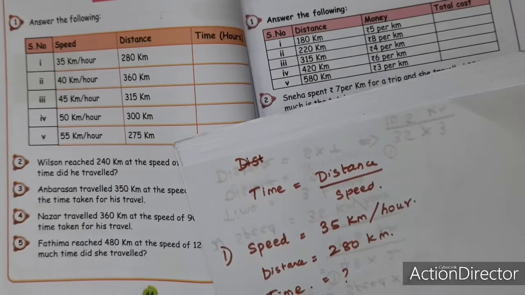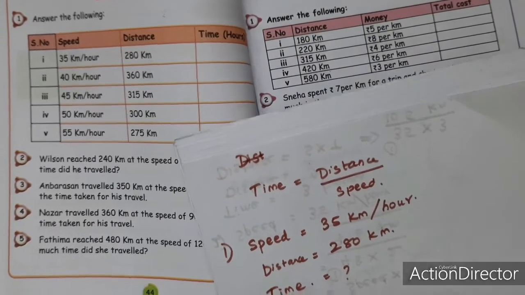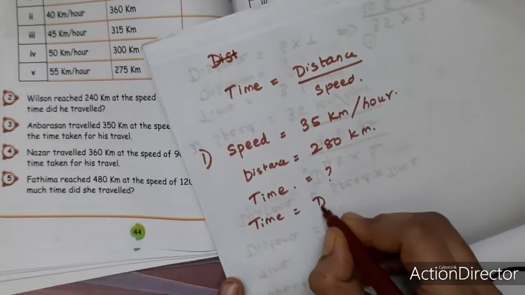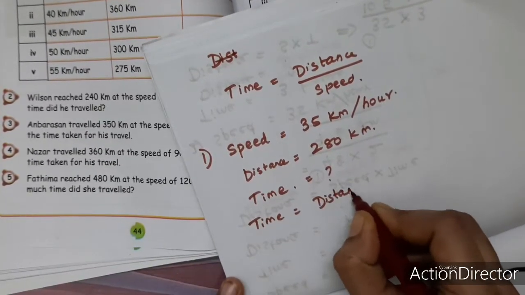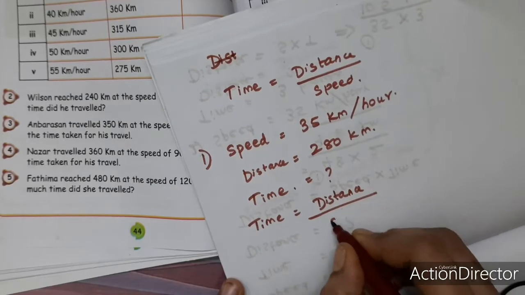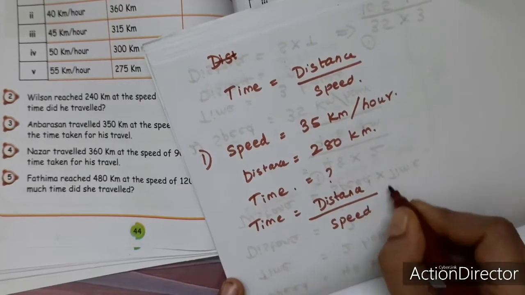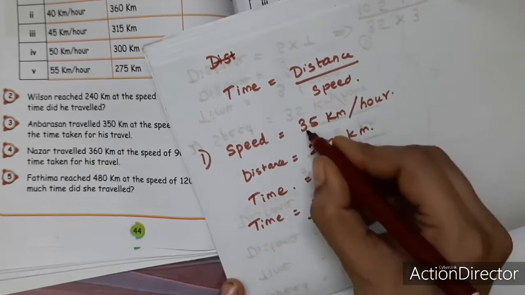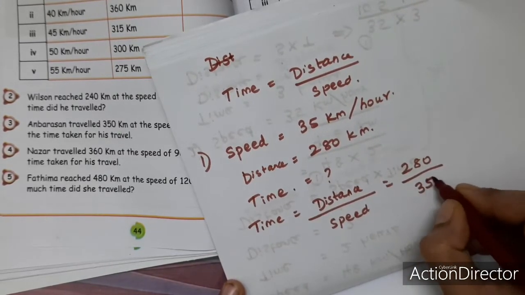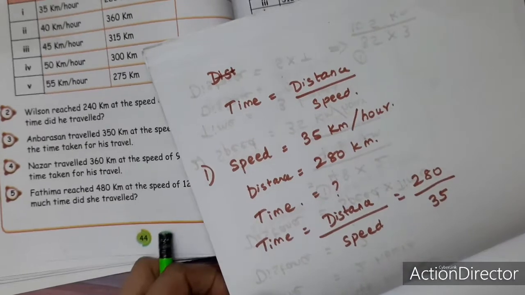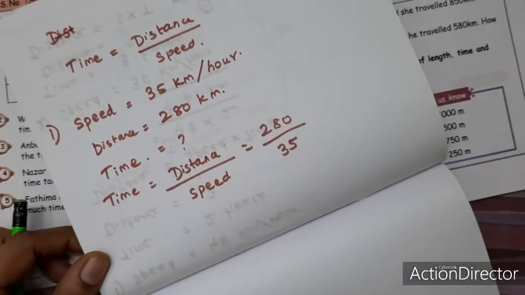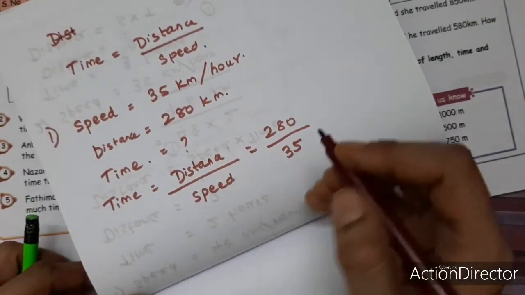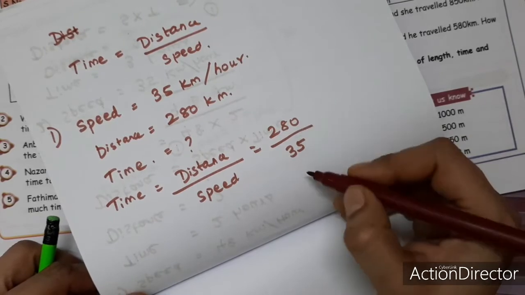What is the formula to find the time? Time equal to distance by speed. So what is the distance here? 280. What is the speed? 35. Okay, so we are going to divide.